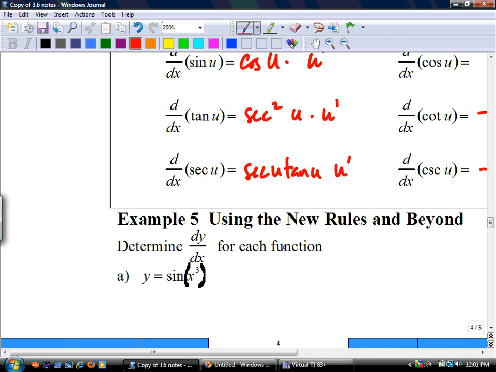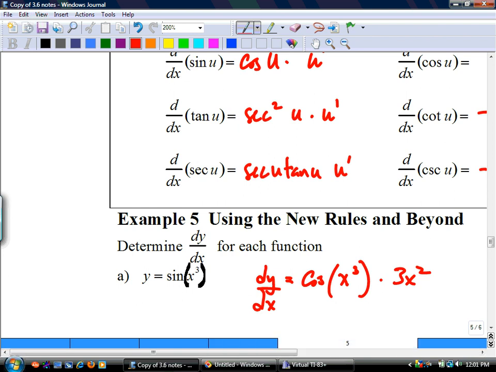Okay. So the derivative of sine x cubed, dy over dx, is going to be cos x cubed times 3x squared. Hey, wait, we've already been doing this. Flip the page. I'm sure there's lots more.